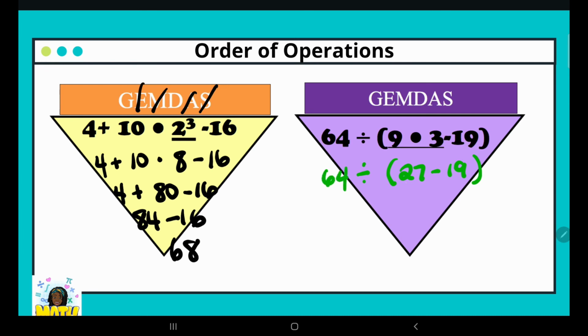Okay, so now 27 minus 19. So we're still on that grouping symbol. 27 minus 19 would be 8. And then we're bringing down the rest of the problem. Okay, here now we have division, so we can go ahead and complete that. 64 divided by 8 is 8, and that's your final answer.